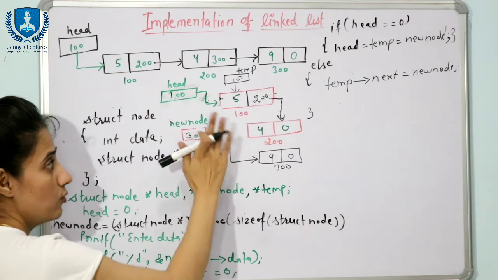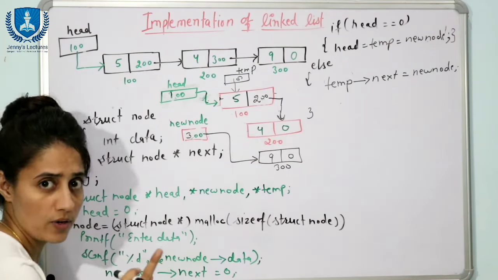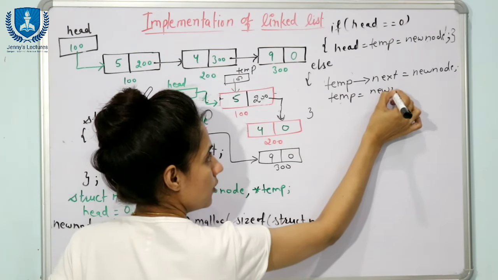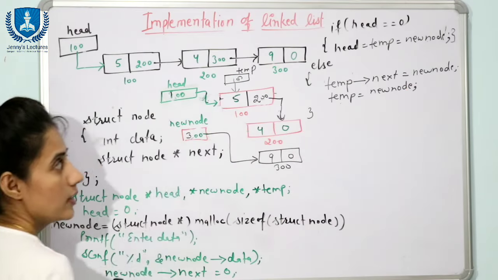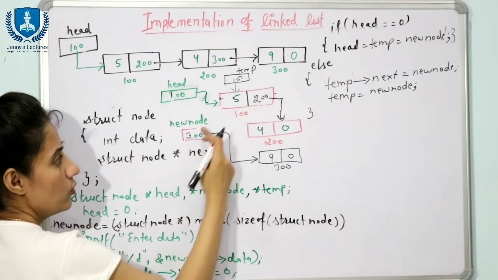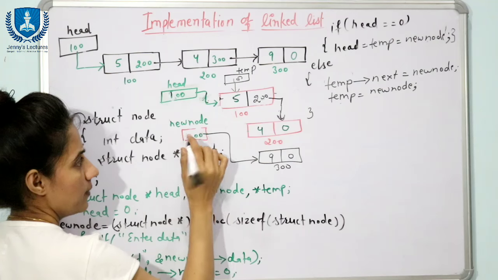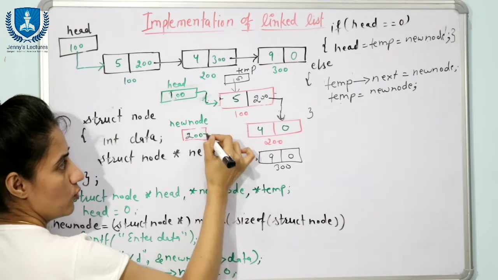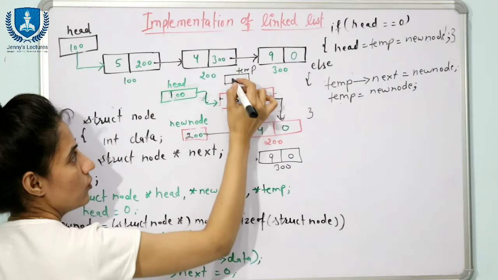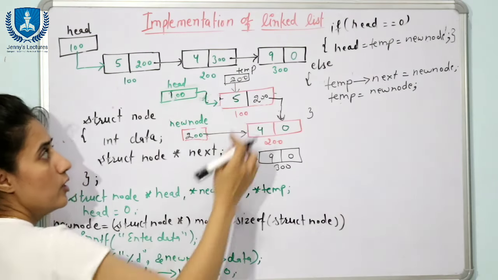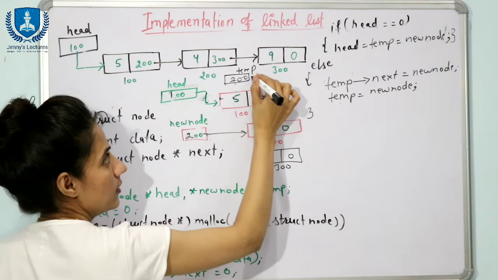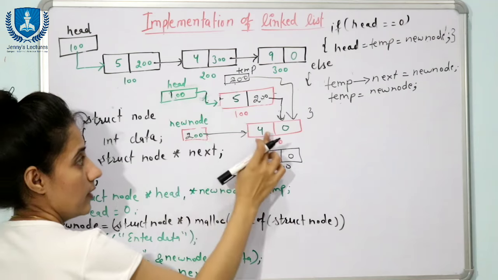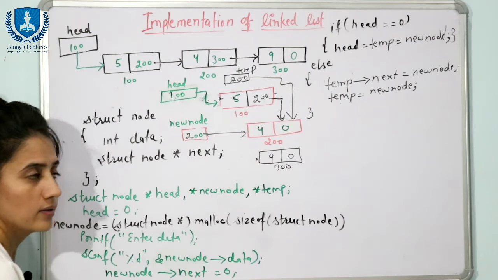Fine, when we were inserting this second node. Plus what you will write here, temp is equal to new node. Now we are going to move this temp, temp is equal to new node. At this time new node was 200, right? When we were creating this second node, that is here. So now temp is going to contain 200, right? So now temp is going to point here. Fine, and new node is also having 200.